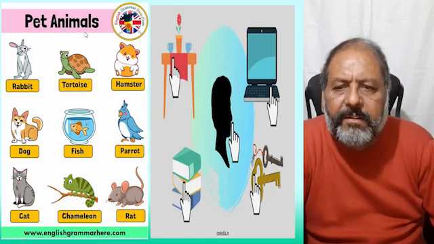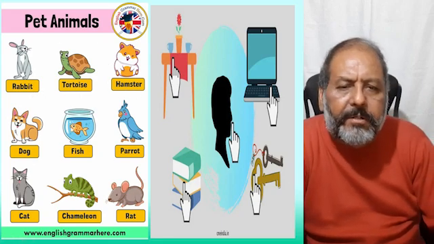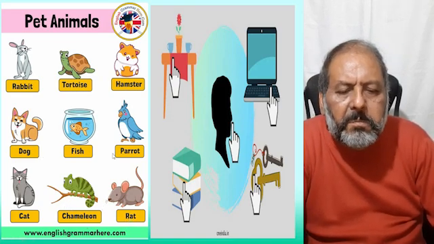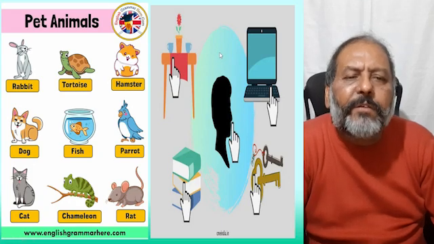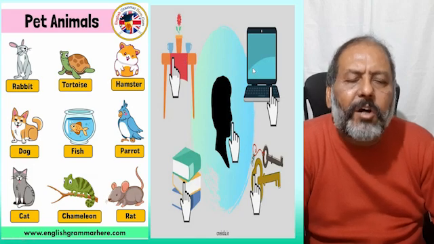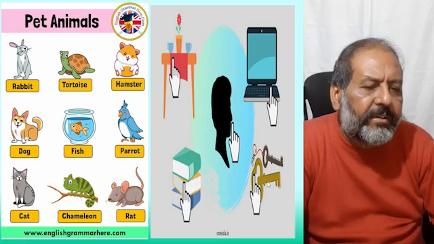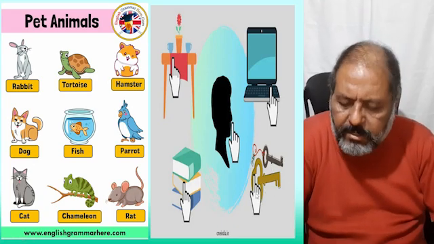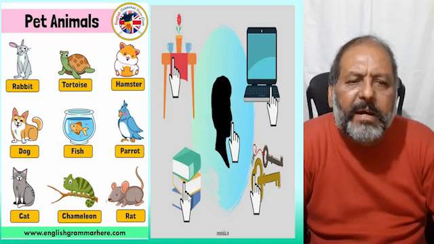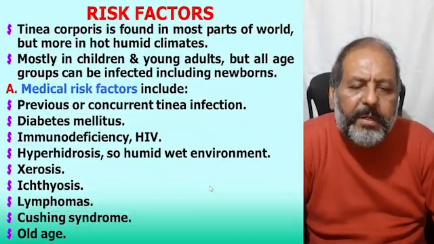So one can see the pet animals responsible for transmitting the disease to the human. These are rabbit, tortoise, hamster, dog, fish, ferret, cats, and rats and others. And also by the fomites, by the patient who is already infected, who has touched objects like table, computer, mouse, bookshelf, doors, and the things which are being used by the infected person. These are all included in the fomites, and these are responsible for spreading the infection to the healthy human being.